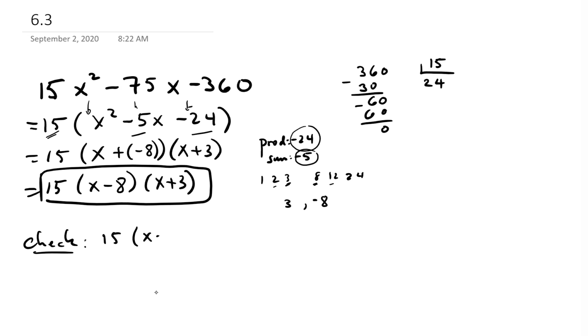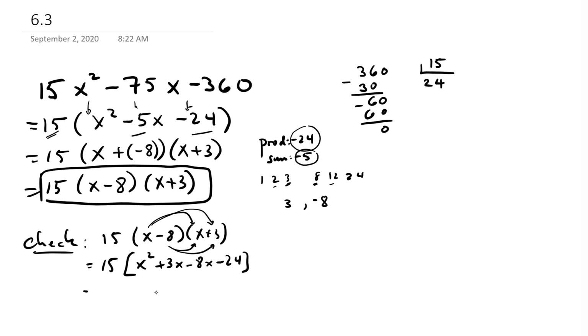If I remultiply it, I should end up back with what I had initially. So let's multiply it out. x times x, x squared, x times 3, 3x, minus 8 times x, minus 8x, minus 8 times 3, minus 24, and that's going to be x squared minus 5x minus 24, which is exactly what I have here. So this is correct.